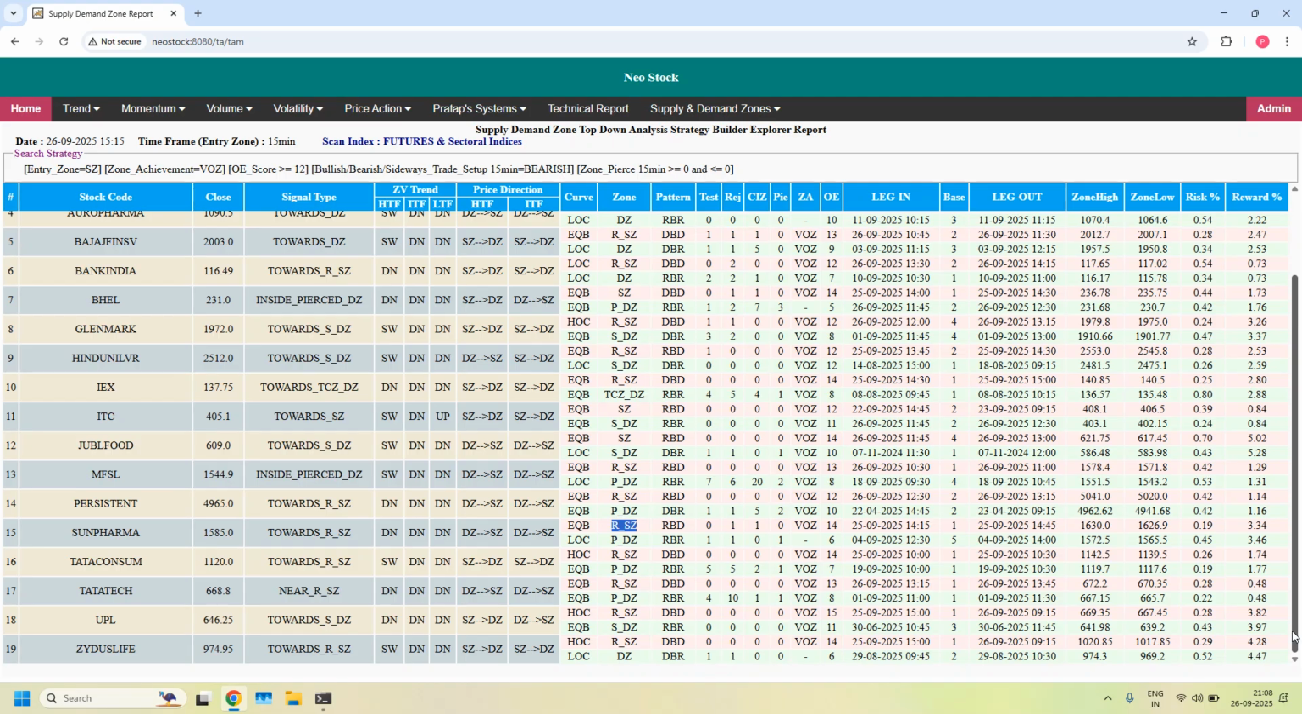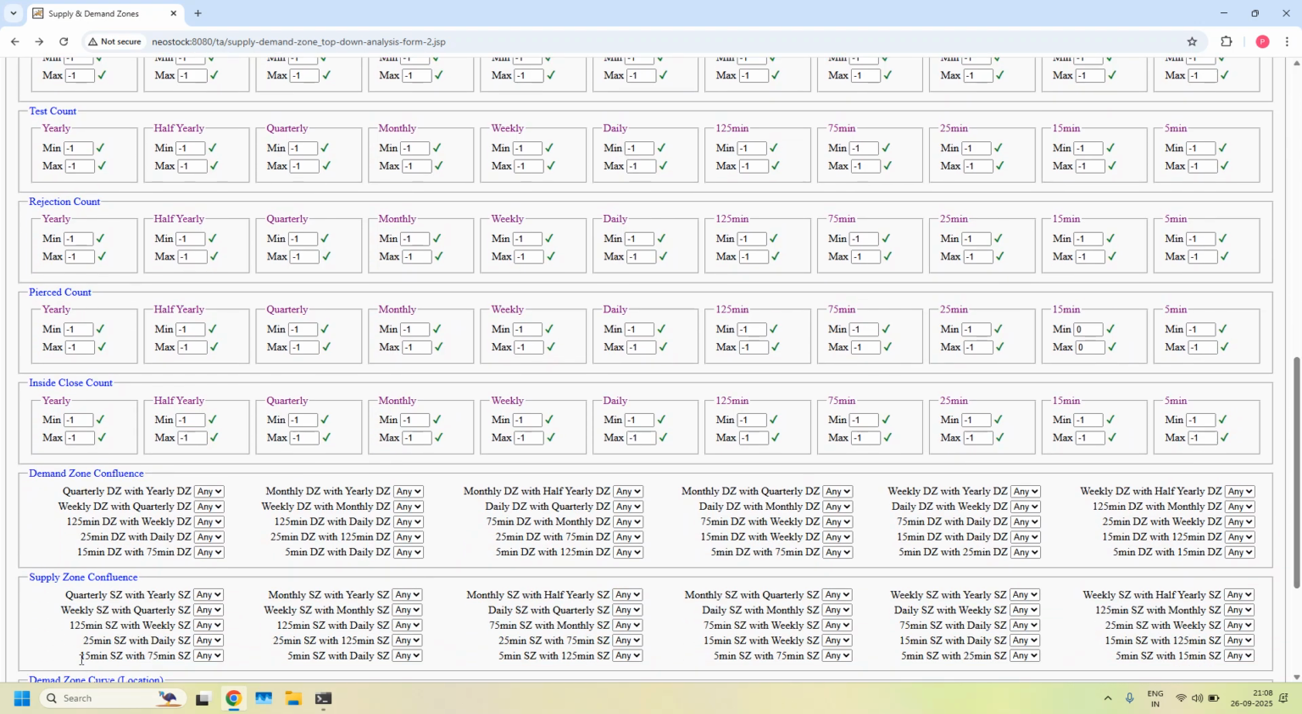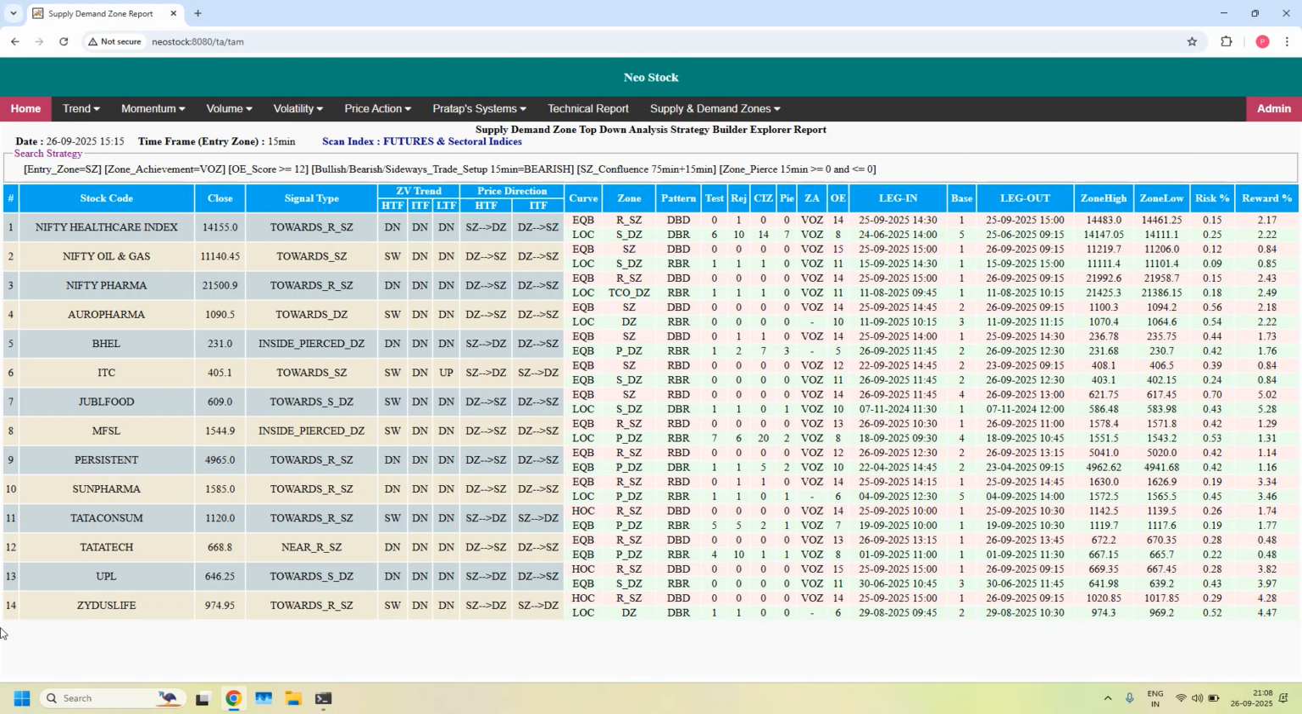Out of these 19 15 minute supply zones, some high probability trade setup 15 minute supply zones might be available. We need to filter them based on different zone confluence and EMA confluence strategies that we learned in lesson 27. So the first filter is LTF and ITF supply zone confluence, that is 15 minutes and 75 minutes supply zone confluence. Applying the filter on the 19 stocks, we got 14 stocks. In all the 14 stocks, these 15 minute supply zones are overlapped with the 75 minute supply zone.